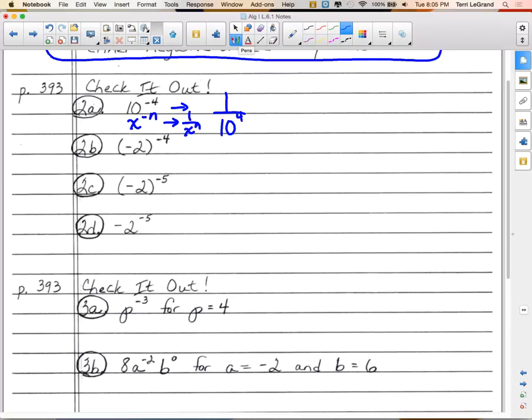Now we're going to take that a step further, because we know what 10 to the 4th power is. 10 times 10 is 100, 100 times 10 is 1,000, 1,000 times 10 is 10,000. So we have 1 over 10,000 as our final answer. Now, I do not want you using a calculator for these. I do not want this answer.